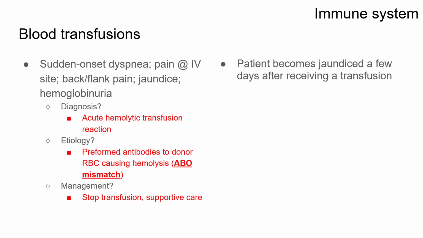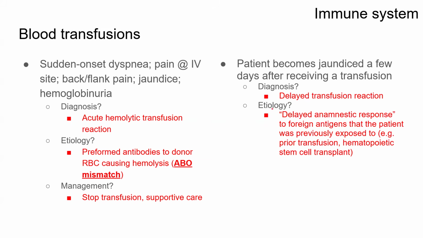Okay, so in this other scenario, the patient also becomes jaundiced, but that's kind of their only symptom, and it happens a few days after receiving a transfusion. So again, what is the diagnosis in this case? This is a delayed transfusion reaction, and the buzzword you'll probably see for the etiology is a delayed anamnestic response, which is just a response to foreign antigens that the patient was previously exposed to.